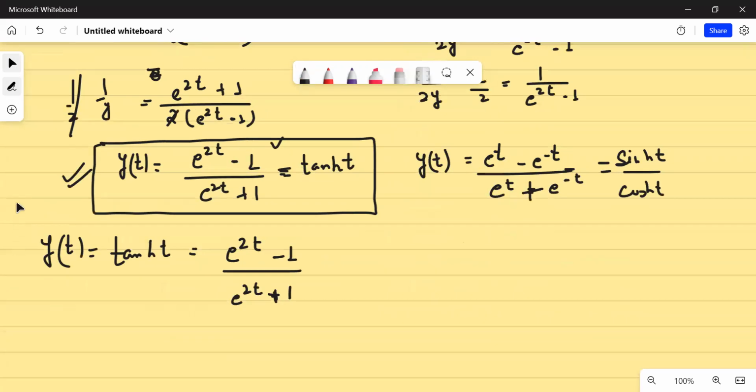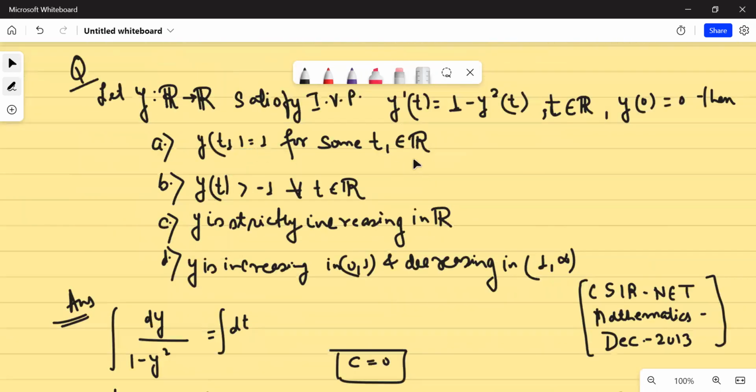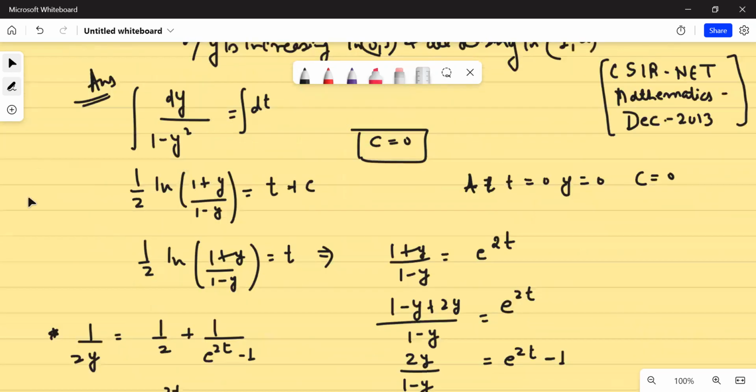Now the first option says that y(t1) is equal to 1 for some t1 belongs to R. So it is saying that there would exist some t such that if you replace that t in the solution, 1 would come out. So let us see, is that the case or is that scenario possible?